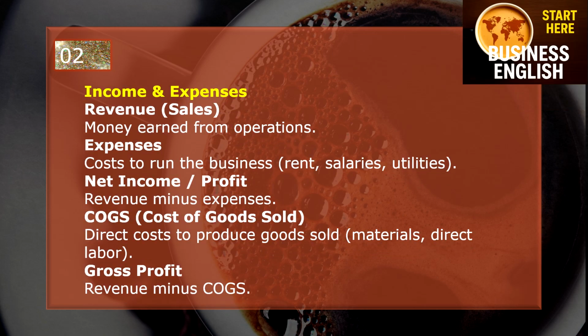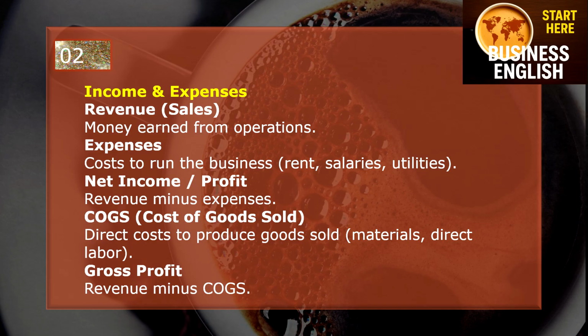Income and expenses. Revenue, sales: money earned from operations. Expenses: costs to run the business, rent, salaries, utilities. Net income or profit: revenue minus expenses.